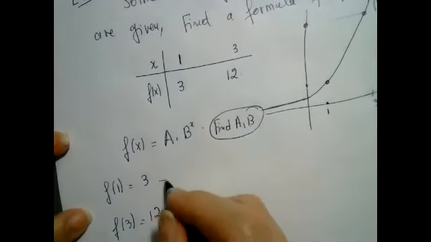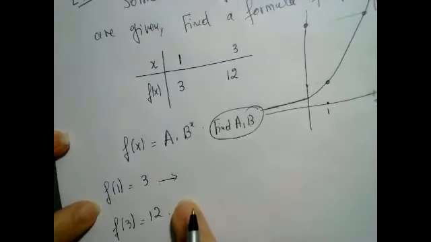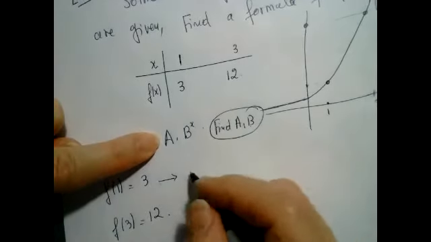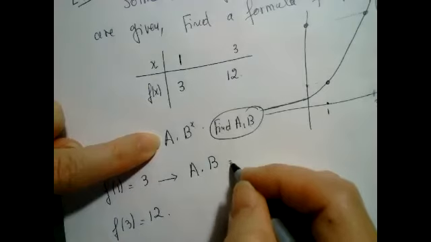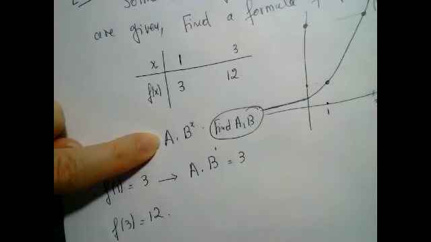Now let us read the first. f of 1 equal to 3 means, if I plug in 1 for x, I get a 3. That's a 1 here.